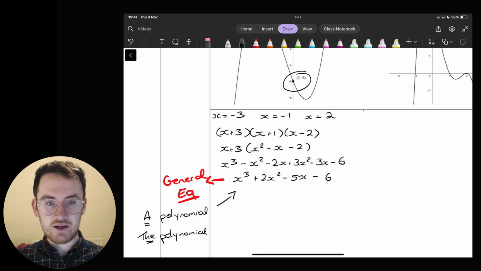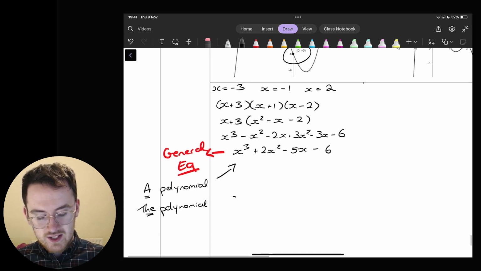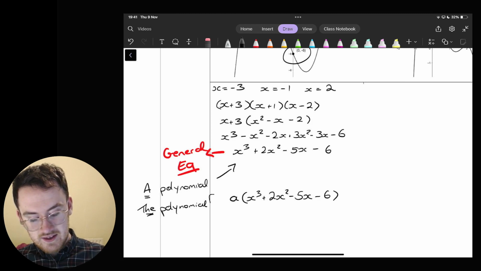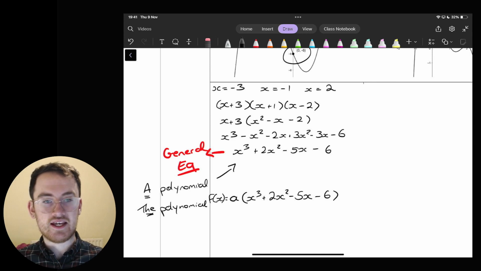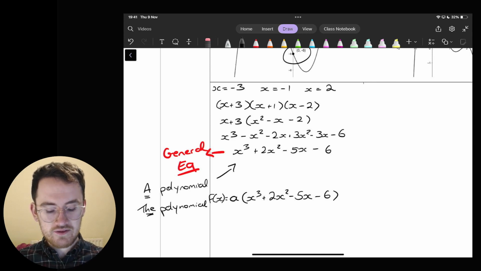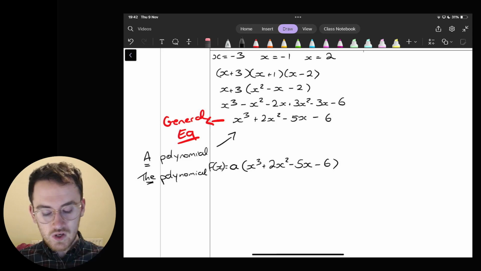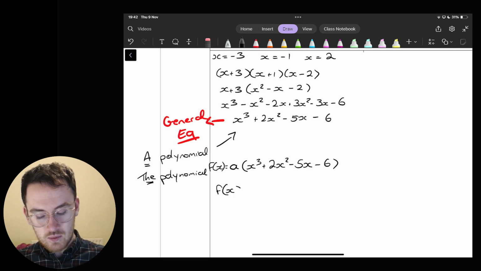I want the polynomial. So in order to be sure of that, I'm going to include an a term. Because it's a polynomial, I'm going to include an a factor. And this, now, I'm happy to say that's f of x. So f of x is this term here, including my a constant factor there. So to help me find the value of a, I'm going to use a point that I know. And I know that f of 0 is equal to -6. So I'm going to sub in f of 0.